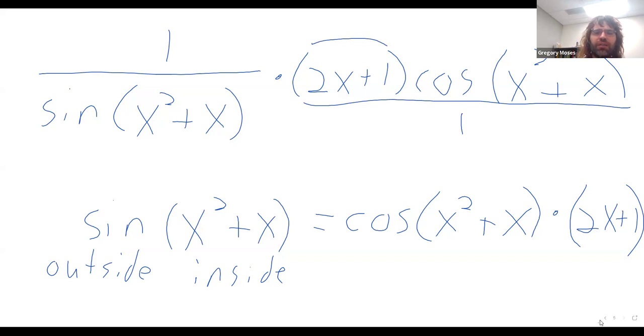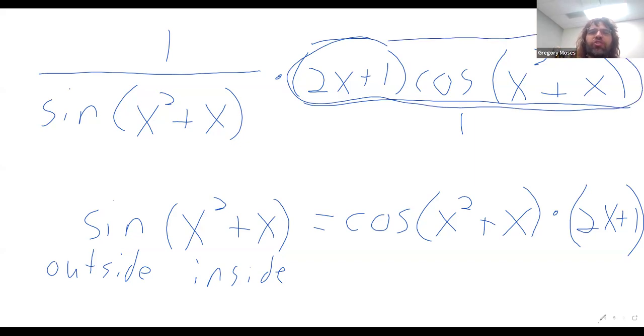When you multiply, where's that eraser tool? It's on my second monitor where I can't get to it with the touch screen. When you have a multiplication like this, you can think of this 2x plus 1 times the cosine as a fraction. You can think of it as sitting above a 1. And when you multiply fractions, you multiply numerators and denominators. So you can take that thing on the right, that 2x plus 1 times the cosine, and you can move it up into the numerator of the fraction. I think I might have said denominator a few minutes ago when I meant to say numerator.